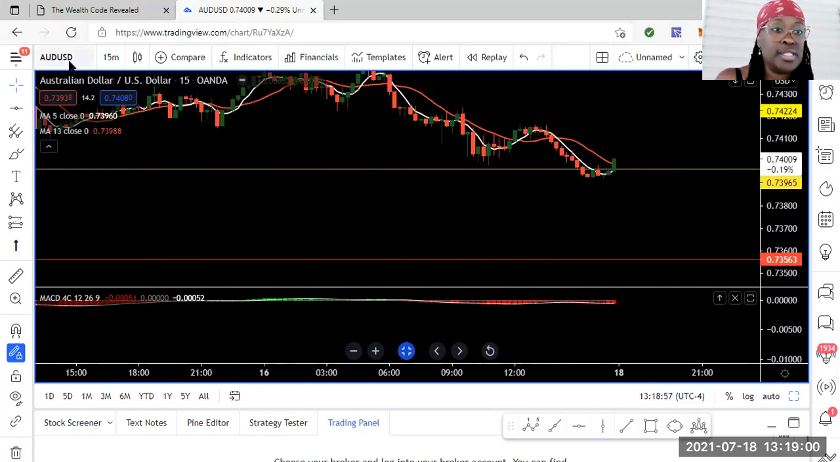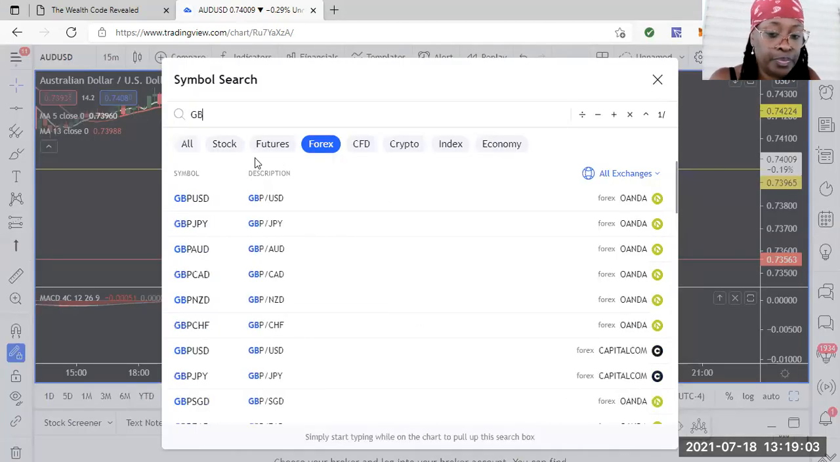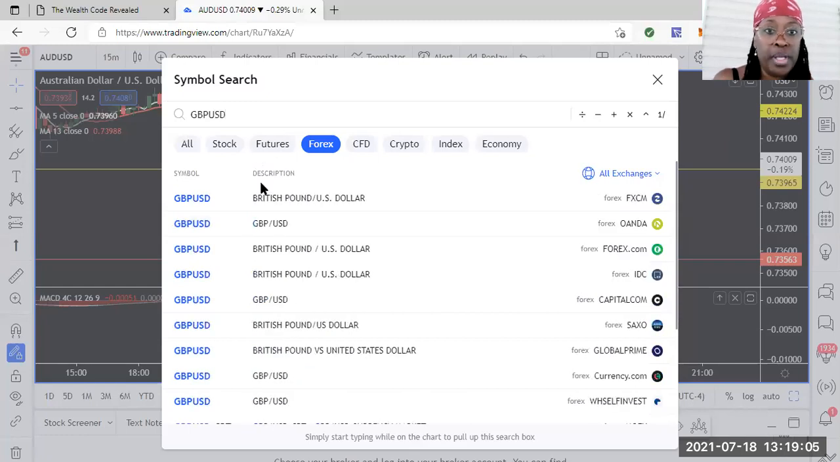Last one, GBP USD. Hope this is helping.